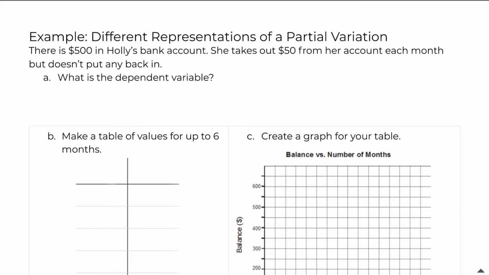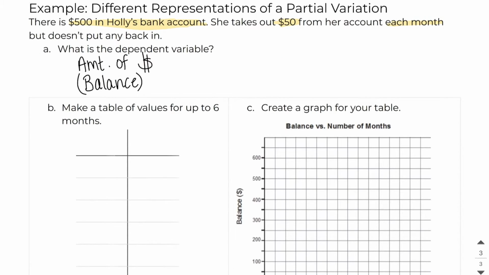Let's take a look at this example here, because sometimes partial variation will have an increasing rate of change and sometimes it will have a decreasing rate of change. So here it says there is $500 in Holly's bank account. She takes out $50 from her account each month, but doesn't put any money back in. So what is the dependent variable? In this example right here, the amount of money that she has in her account depends on how many months she takes money out of her account for. So the dependent variable is the amount of money, because it depends on the number of months, or her balance. Another word for the amount of money is her balance. So make a table of values for up to 6 months.